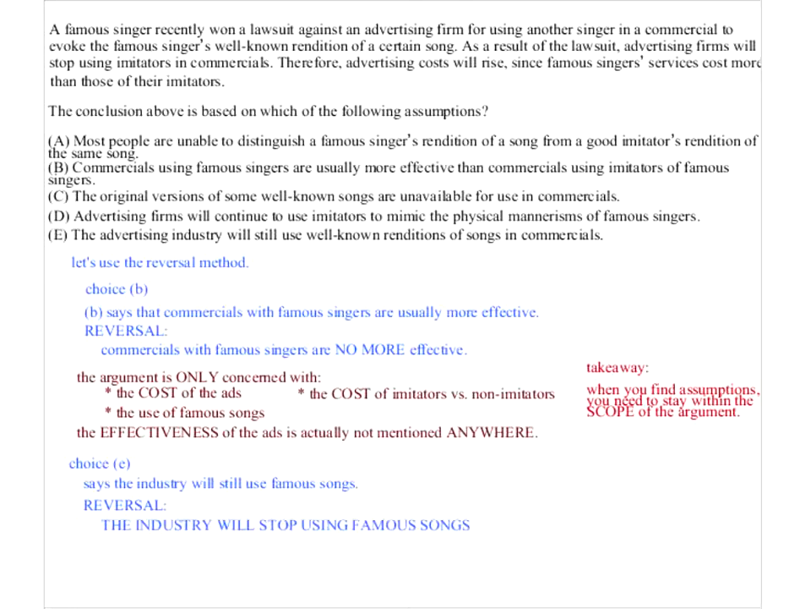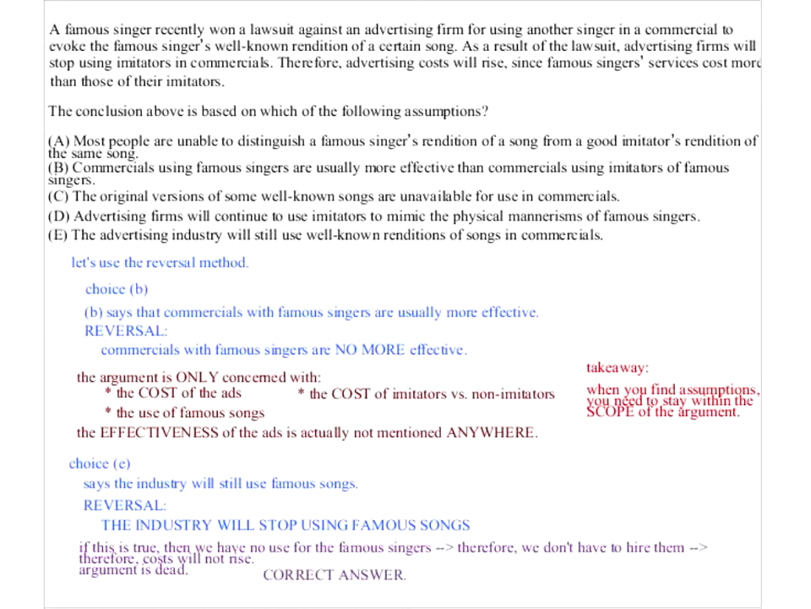Well, if this is true, then the argument dies a horrible death. Because if this is true, then we don't need the famous singers. If this is true, then we have no use for the famous singers. Therefore, we don't have to hire them. Therefore, costs will not rise. Argument is dead. So this is the correct answer. Notice the reversal method is really, really good at pointing this stuff out.